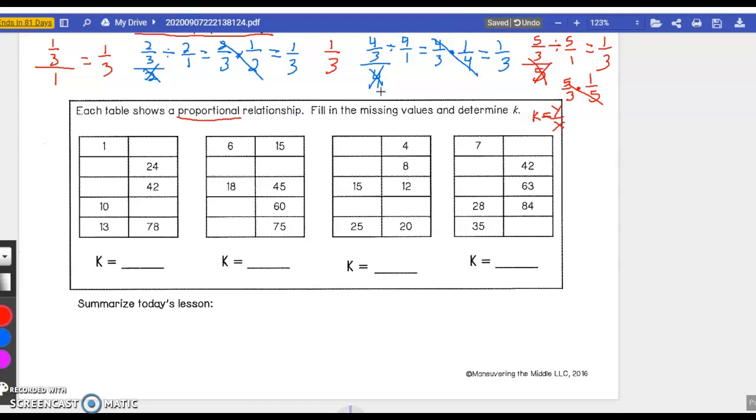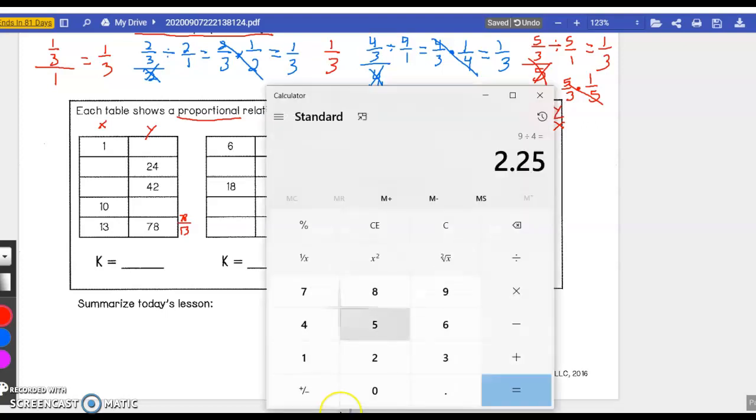So if we look at this first one here, it can kind of seem overwhelming on what to do. But remember, this is our x value and this is our y, look right here. We have this information right here. So we can figure out what our k is right there, and then use our k to find the other numbers. So I'm just going to go 78 divided by 13. Take a calculator. I get 6.